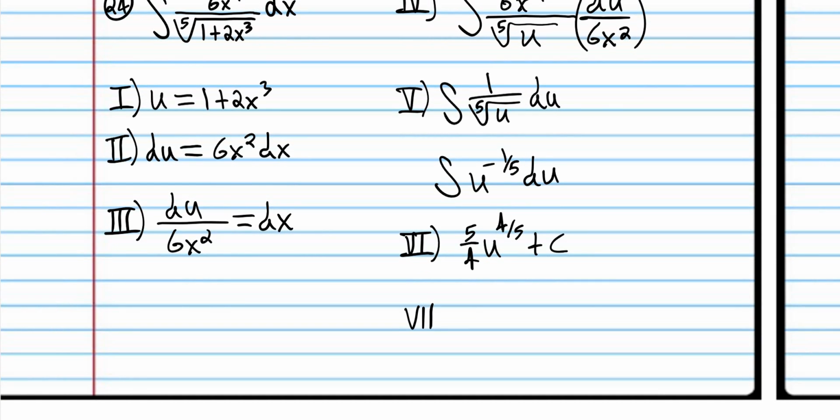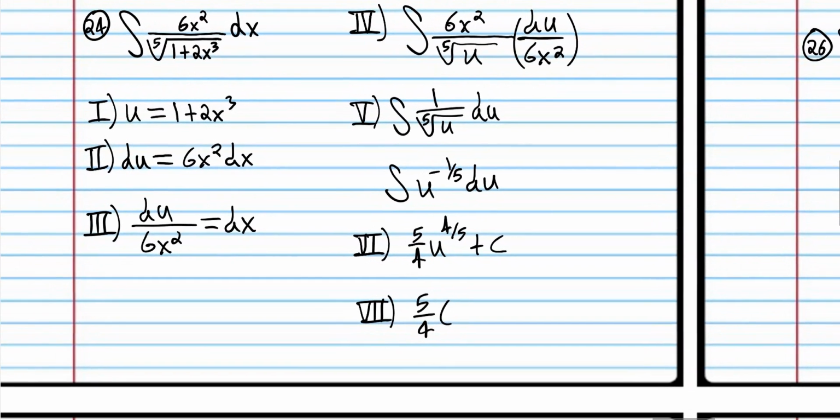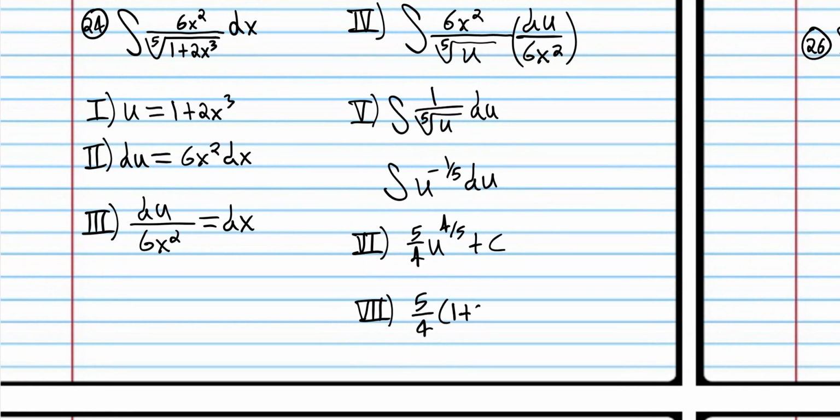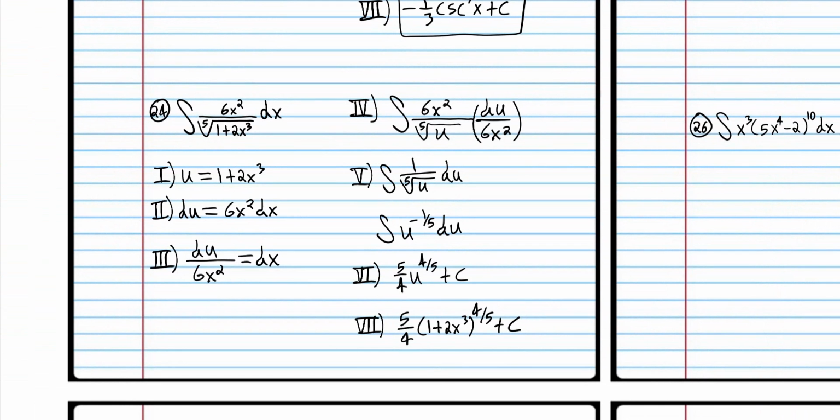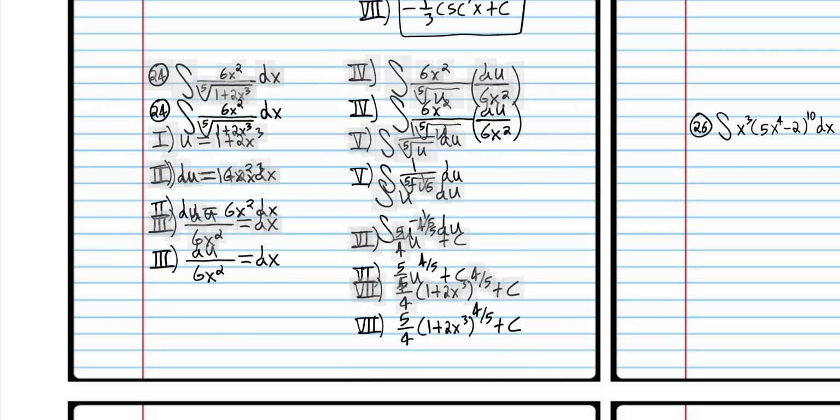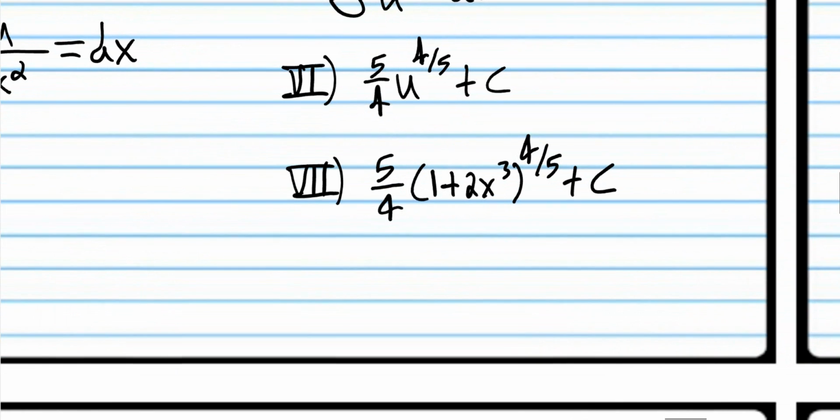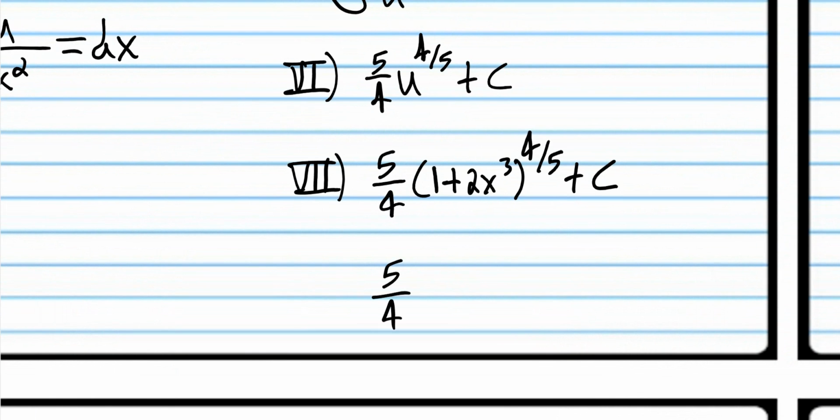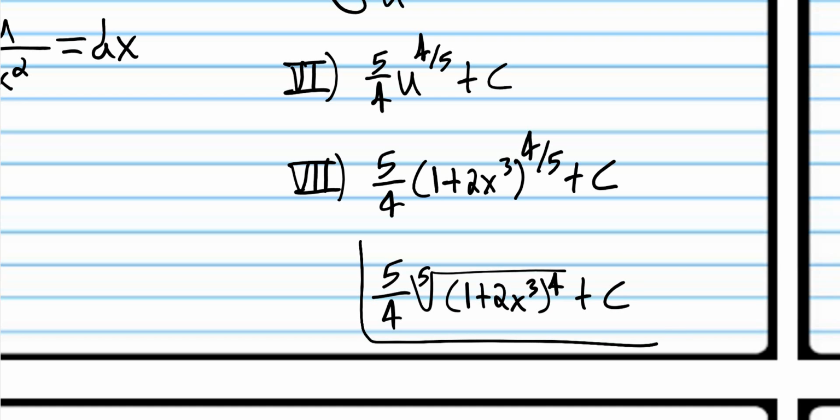And on step 7, we're going to replace u with what we set u equal to, 1 plus 2x cubed. And remember, in my curriculum, we're not allowed to leave our answers with fraction exponents. So we're going to change that to 5/4 and the 5th root of 1 plus 2x cubed to the 4th power. So there you go.